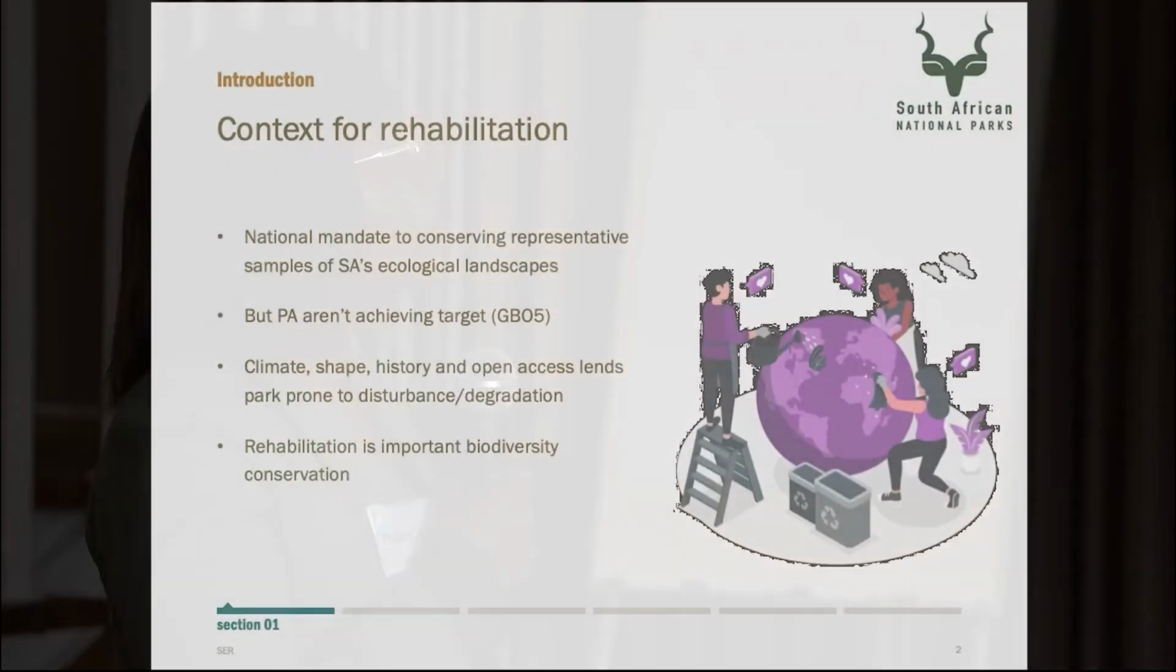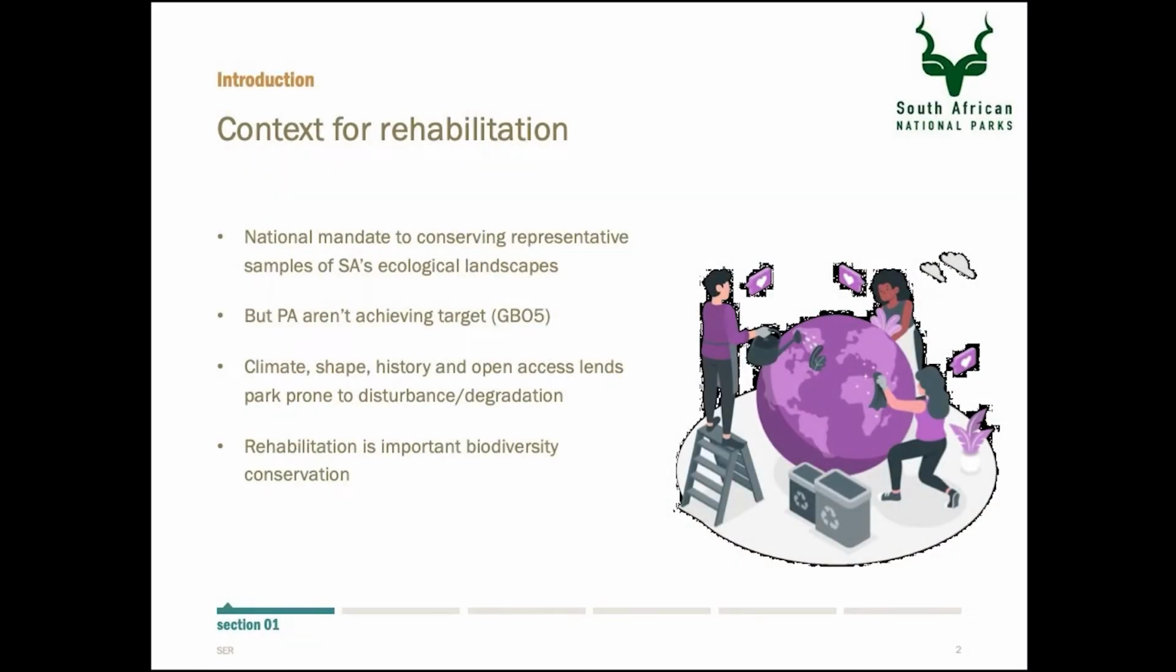Many of you are well aware that SANParks has a national mandate of conserving representative samples of South Africa's ecological landscapes. But according to the Global Biodiversity Outlook, most protected areas are actually not meeting that mandate. And for the Garden Route, it's generally due to our climate, the shape of the park, its history prior to proclamation, and the open access nature of it. It lends it vulnerable to disturbance or degradation. So it makes rehabilitation quite an important part of biodiversity conservation.